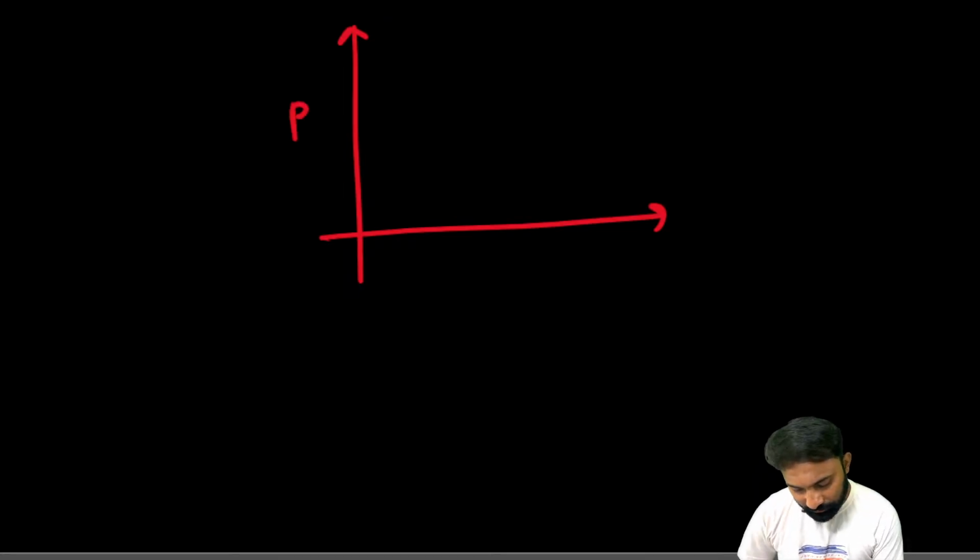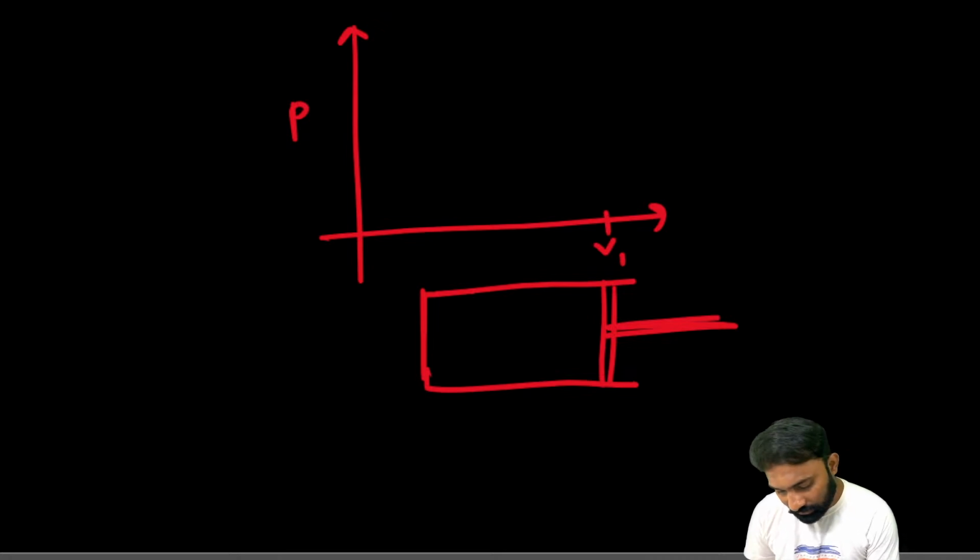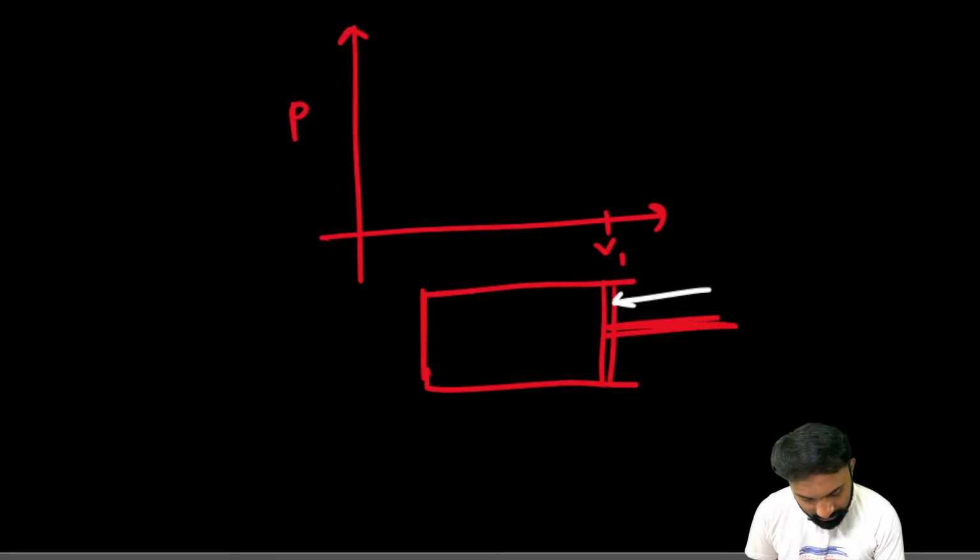This is the pressure and here is the volume. With the example of one movable piston I will take. This is the one movable piston we have, right? Now in this movable piston, this is the volume, the initial volume V1. Now this is some external pressure, P external.